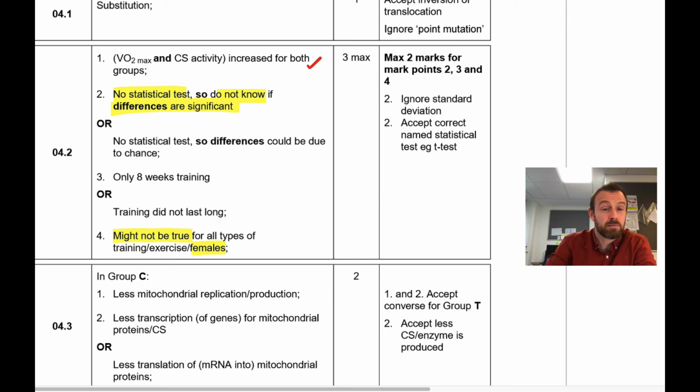Okay, I was thinking about this. Maybe this only 8 weeks of training, so we don't know if it's a long-lived effect. It feels like quite a lot of training, but it's not a year, so we don't know if it's going to keep going. Okay. Let's just ignore standard deviation. Okay, let's keep going.